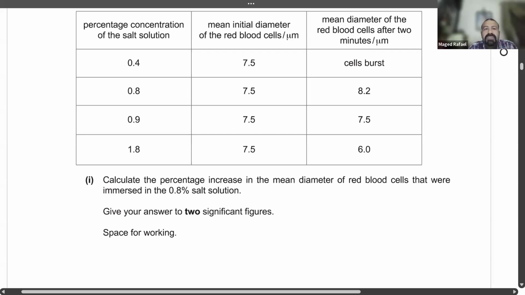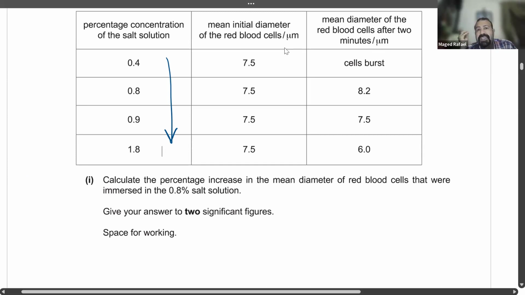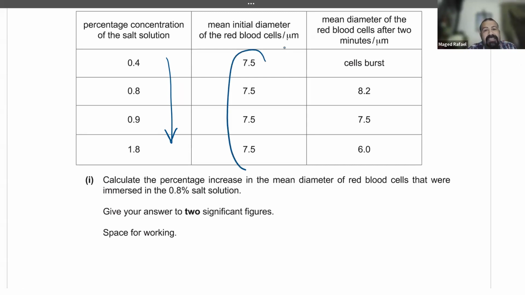Percentage concentration of the salt solution increases. It starts with 0.4, and that's what I want you to do, guys, in the exam. Just take a look quickly, Yahya. Take a look at the data that you have in the table, then you can go to the question. Please, please, don't go to the questions directly. Take a look, you will lose nothing. Mean initial diameter, and as you can see, it all started with 7.5. And finally, the mean diameter of the red cells after 2 minutes.